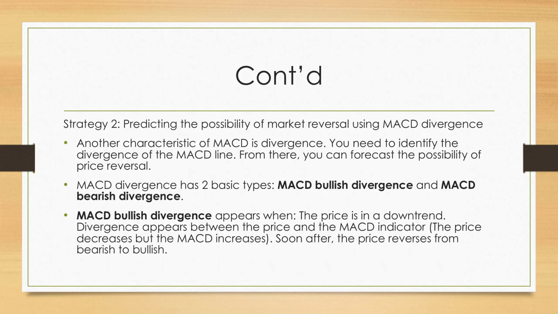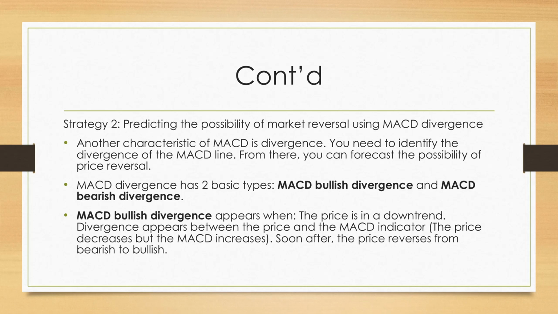So another characteristic of MACD is divergence. You need to identify the divergence of the MACD line. From there, you can focus on the possibility of price reversal. And look at the kind of words that is being used. None of us is certain as to what's happening, but we can still focus on the possibility of price reversal. There are times you're in a good trend and you're going, and for some reason, something happens and the price just reverses. Some news or some person is speaking or something is happening and the market can change. So we have the possibility here.